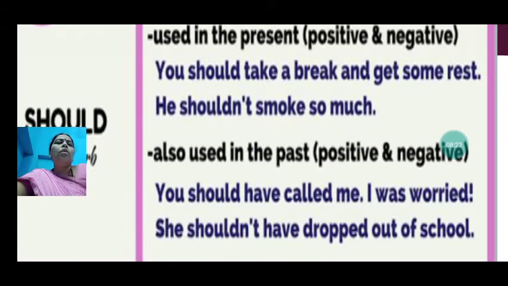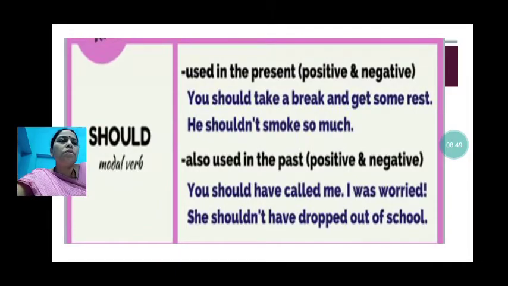Then it is also used in the past. You should have called me. I was worried. See now, the thing is past. So if the person is saying that I was worried about you, you should have called me at that time. Then, she shouldn't have dropped out of school. So she dropped out of the school, so that is a negative. She shouldn't have dropped out of the school. She should have stayed in the school.